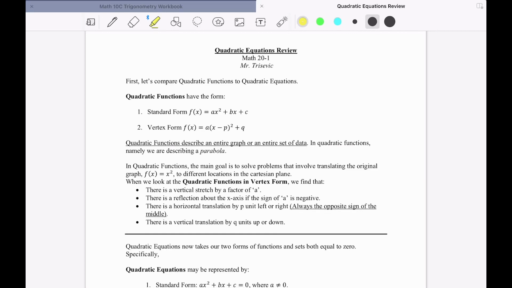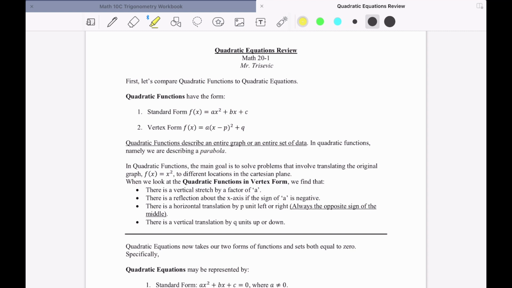Okay, so this is our quadratic equations review. What I'm going to do is outline a little bit from quadratic functions, the previous unit, and then go into the specific points of quadratic equations and how we're going to solve for what we're looking for, specifically the solutions to those equations.